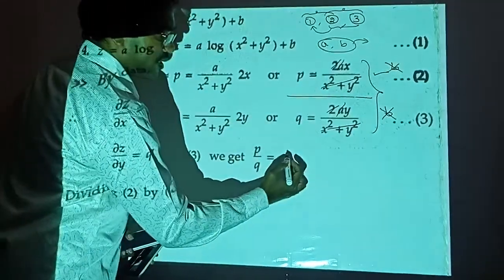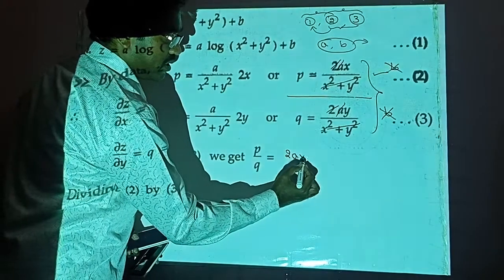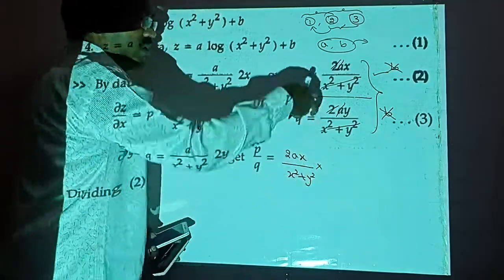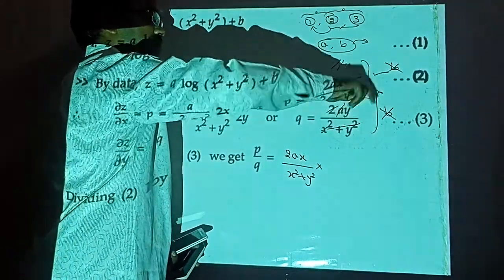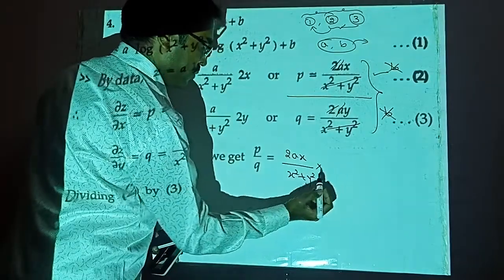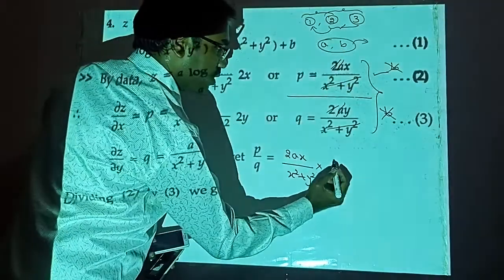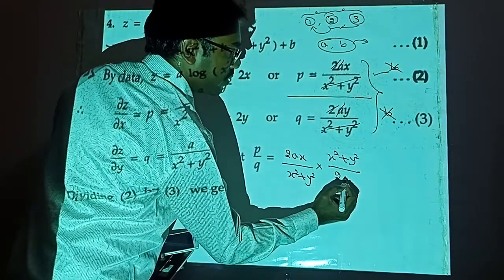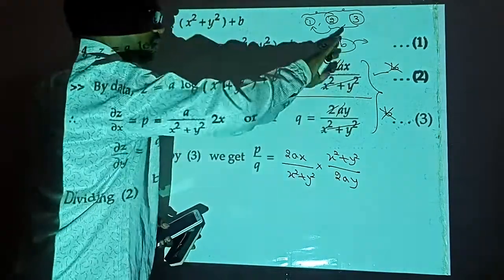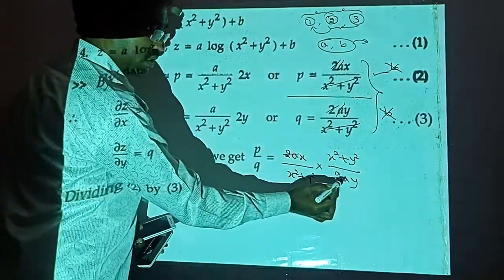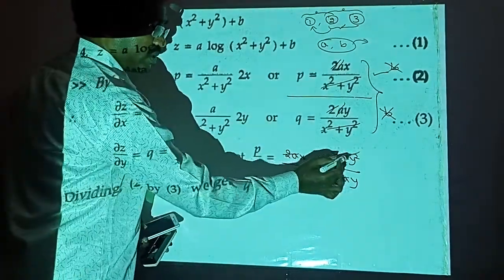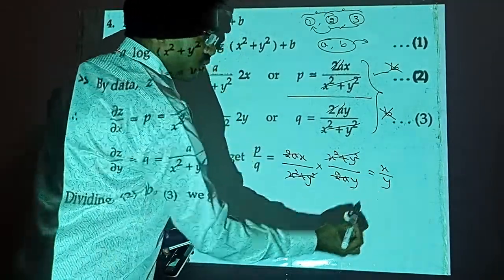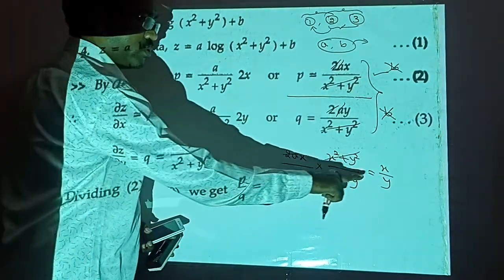So all these terms are getting cancelled. Let us be clear with this. X square plus y square I will write as it is into. If you take this term to the numerator, what you get? X square plus y square divided by 2ay. It gets reversed. Now you can see this 2a and this 2a will get cancelled. X square plus y square, x square plus y square. What remains? Just x by y.